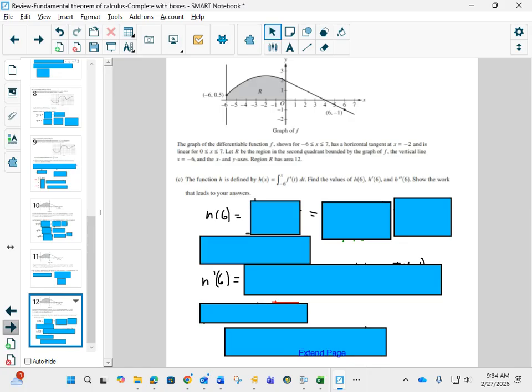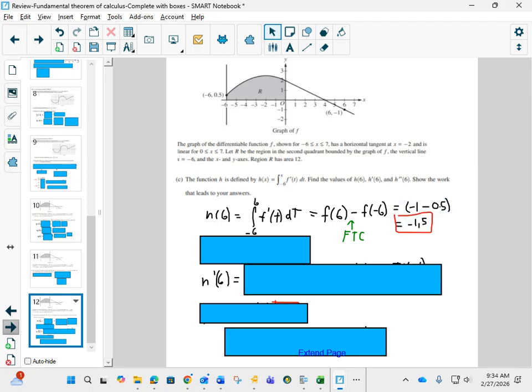The function h is defined by h of x equals the integral from -6 to x of f prime of t. Find the values of h of 6, h prime of 6, and h double prime of 6. So here we can plug in things, -6 to 6. This is the fundamental theorem of calculus part 2. If the derivative is in here, then you can do the antiderivative, which is just f of x, and do f of b minus f of a, and you would get -1.5.